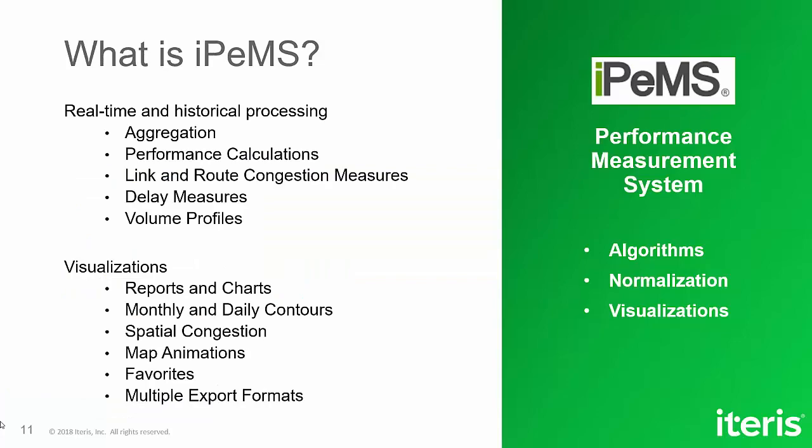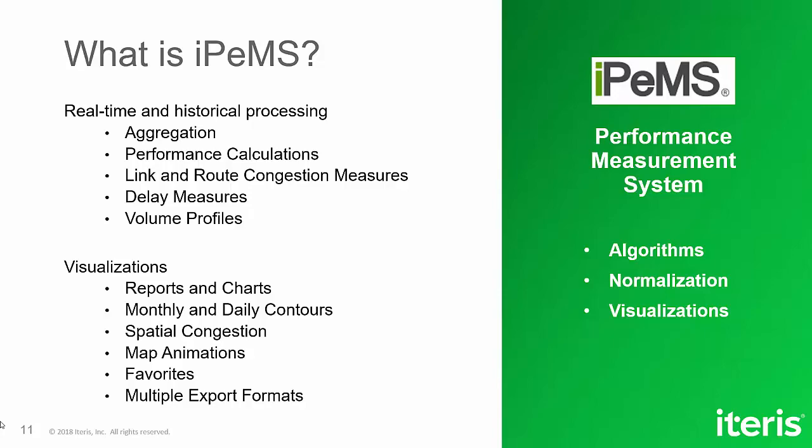So in a nutshell, what is iPeMS and what are we doing with the third-party data sets? The upper box is what happens when we take the data that HERE is producing and process that in every minute. We aggregate it up into different time periods, so 5-minute, 15-minute, hourly, daily values. We calculate a number of different performance measures. That ranges from average speeds to travel times to travel time index, planning time index, buffer time index. So we're doing performance measurement calculations on the data sets themselves to give you tools to work with.